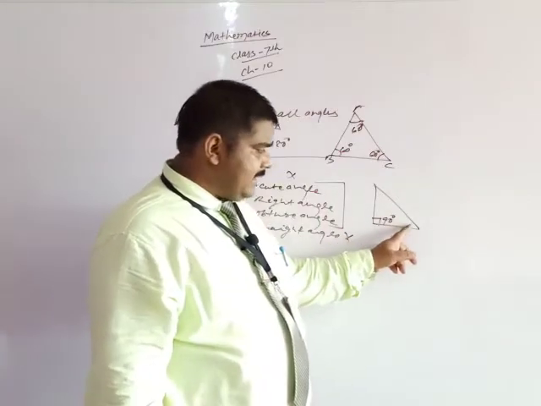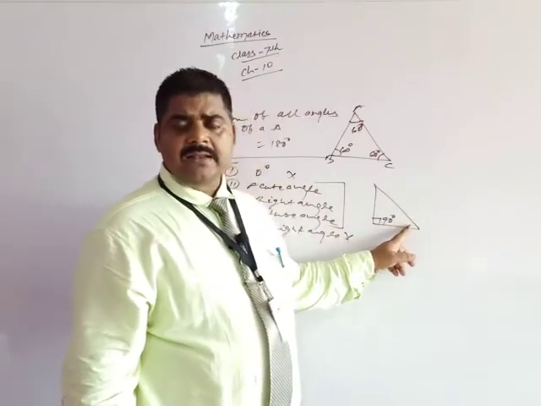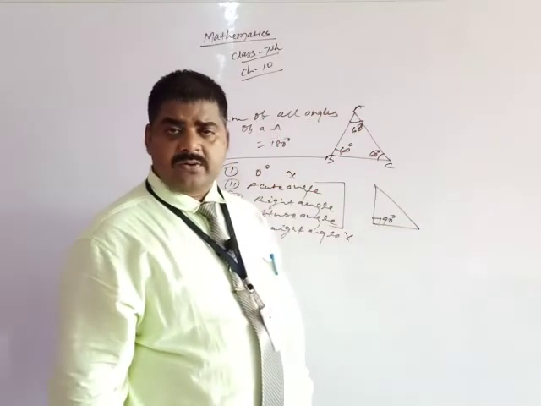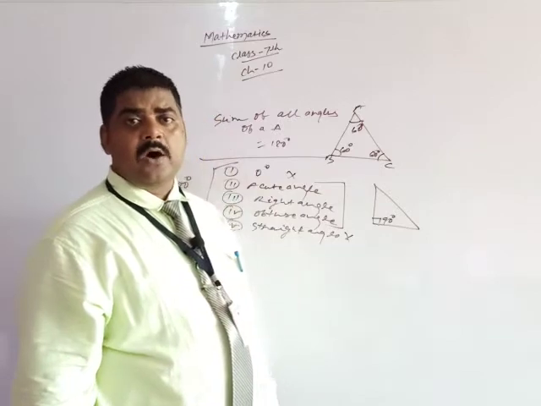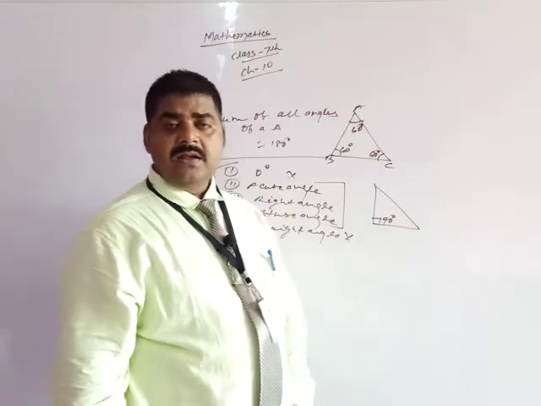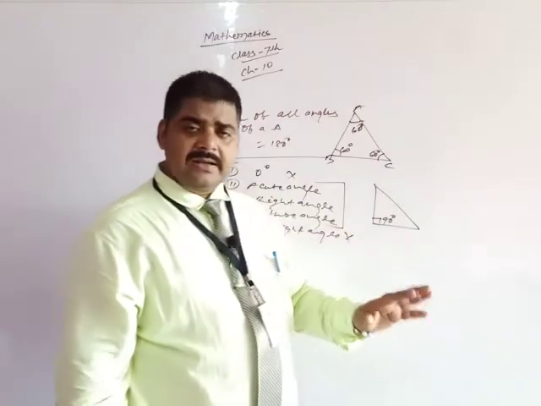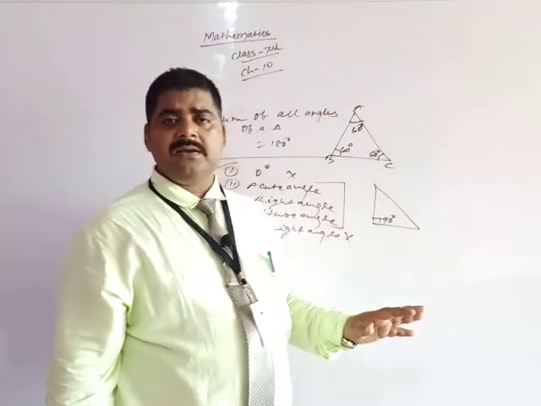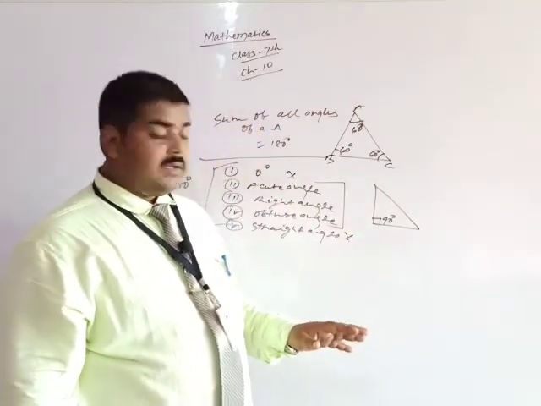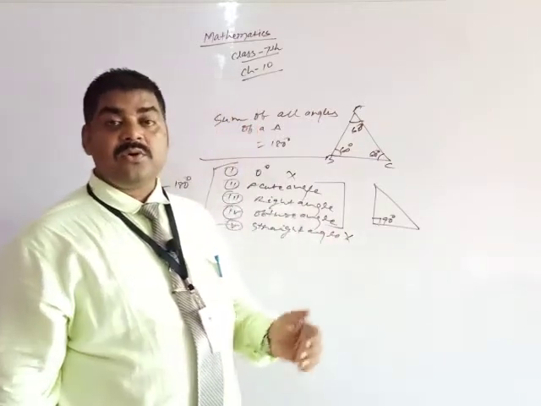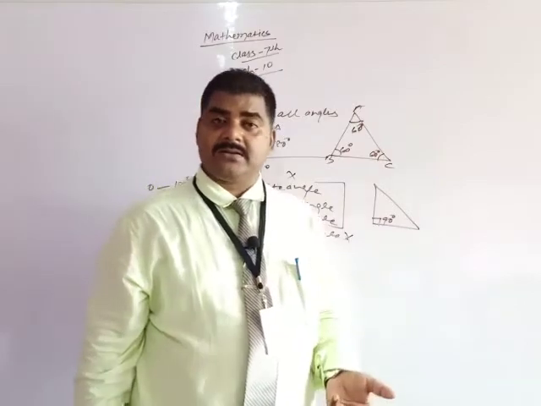If two angles are 90 degrees, then the third angle must be 0 degrees, and you know that 0 cannot be possible for any angle of a triangle. This is why two 90 degree angles cannot be possible in a triangle. Now the question arises: if one angle is 90 degrees, then what are the rest two angles?